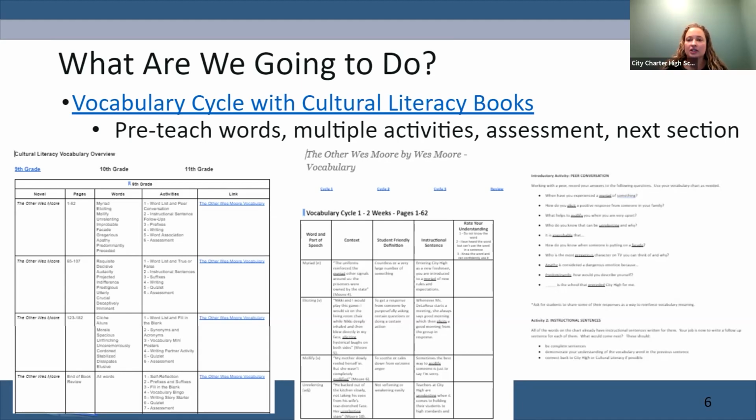Then there's always an initial activity that's done. So that's the last picture on this slide. This is the introductory activity. It's a peer conversation, asking questions, utilizing the words where they're going back and forth. Each cycle has usually around 5 activities, the last one being the writing activity where they're sort of connecting everything and then also tying the writing back into the book.